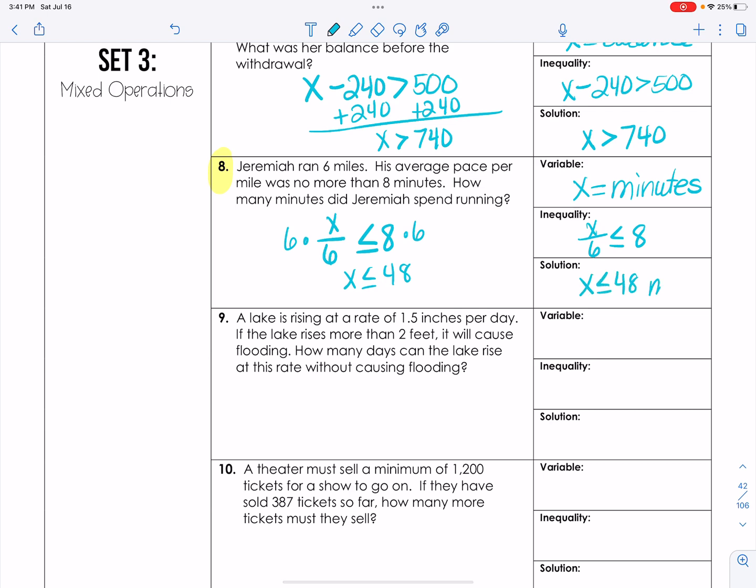Wow, that's a lot of miles. Who wants to do that? Not me. No, that's minutes. Thank God. I thought that was miles, and I was like, no one wants to run. I had to think about that for a second.